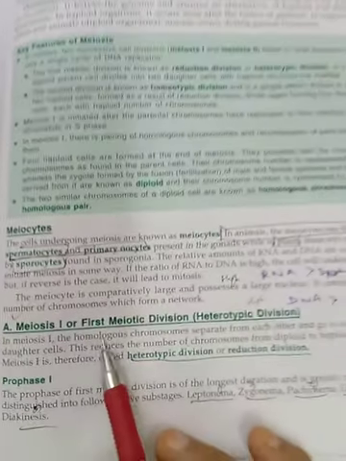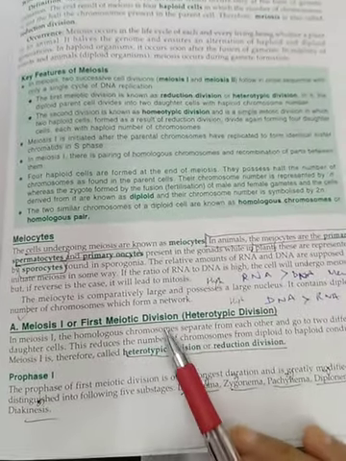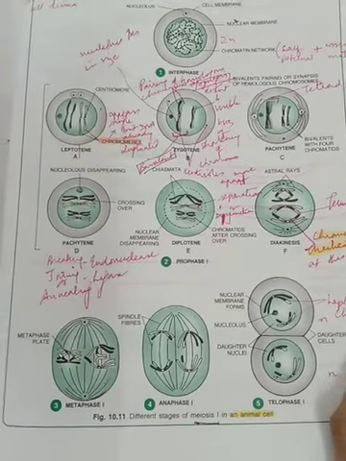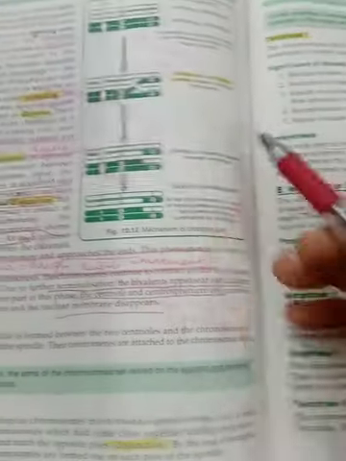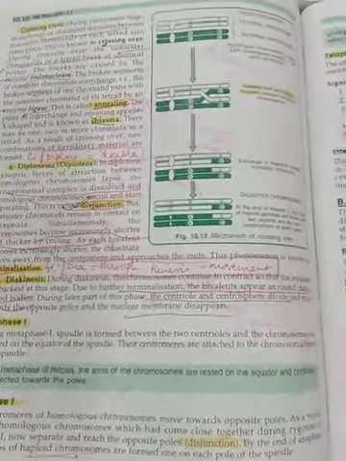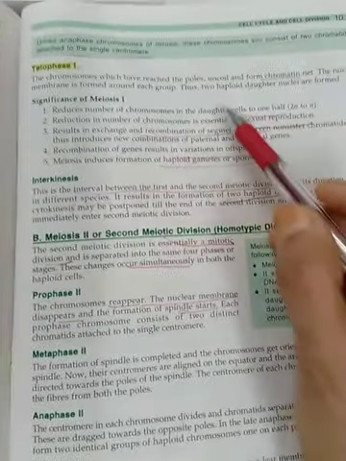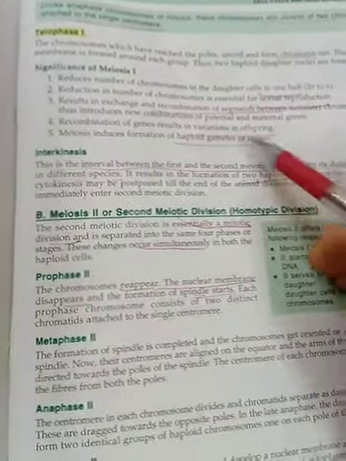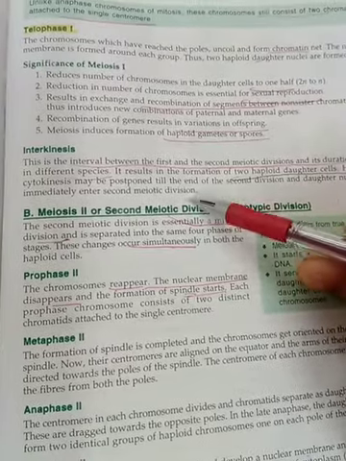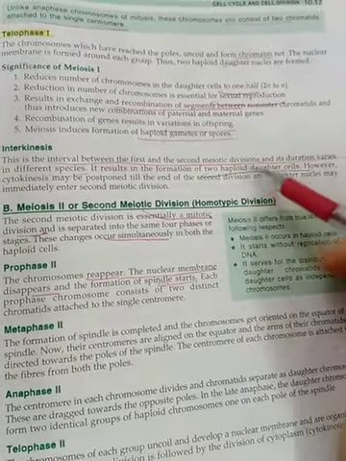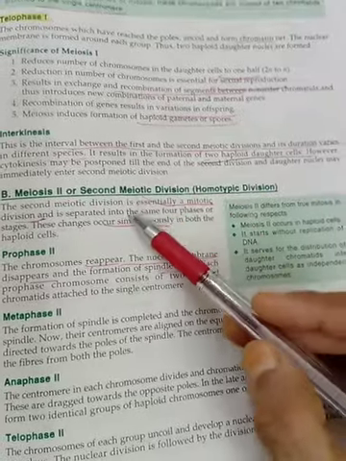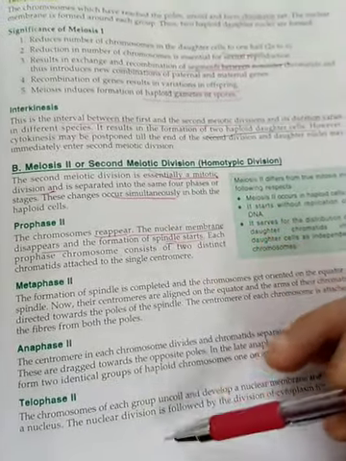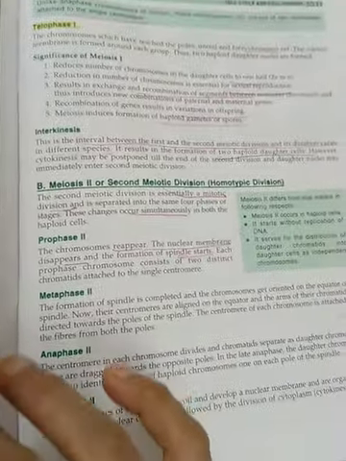I will request you, please read these 1.5 pages along with the diagram, starting from here, meiosis 1, page number 1, and if you read through the diagram, definitely it will be easier, up till here. If you read these 2 pages, you will be completing meiosis 1. Interkinesis, I have told you, is the time interval between the first meiotic and second meiotic division. So in my next video, we'll start with meiosis 2. Please read it once, twice, and thrice.